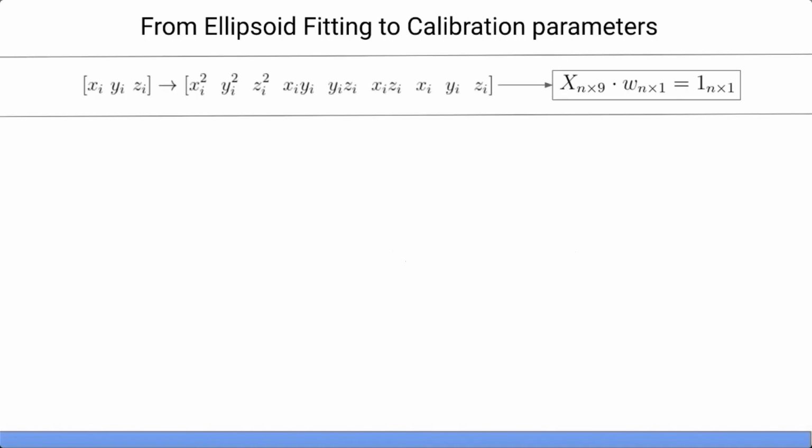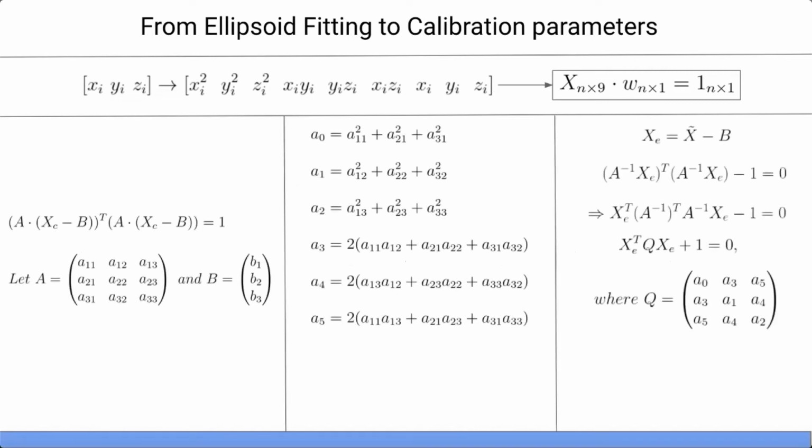So the first thing that we need to do is convert XYZ to X square, Y square, Z square, XY, and so on, a 9D vector, which we will use to calculate another nine-dimensional weight vector shown in the compact equation on the right. So the fitting can be done using different iterative numerical methods or different regression methods. And then using those to calculate our matrices A and B for calibration can be done using simple linear algebra.